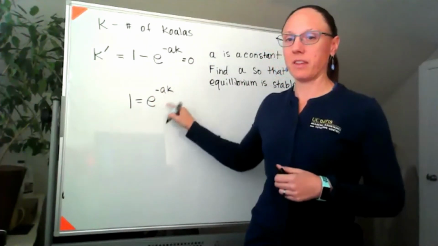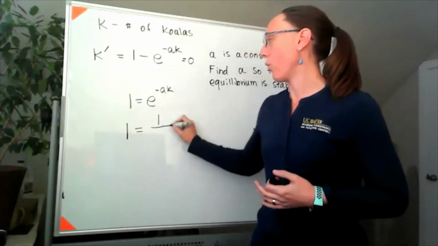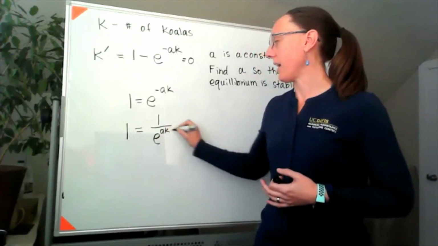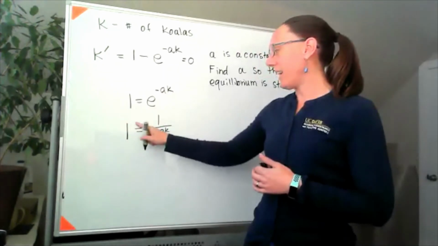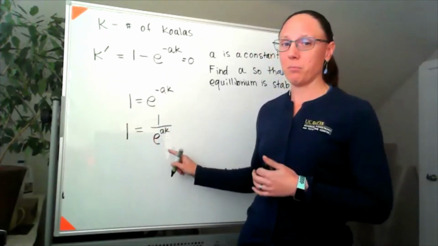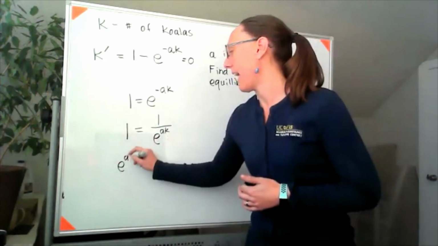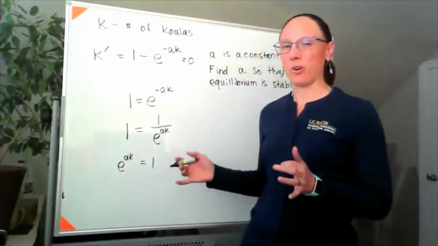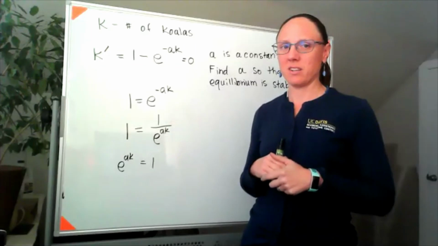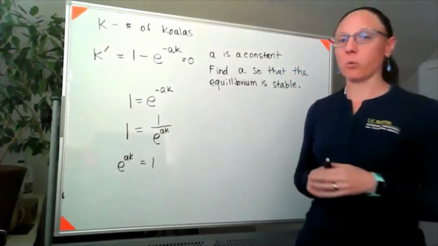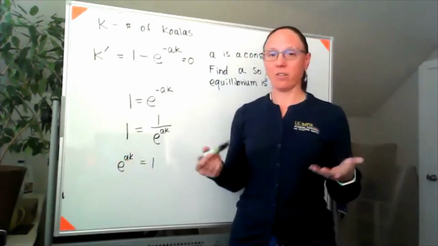It's harder for me to think about it this way, so I'm going to rewrite this to say 1 is equal to 1 over e to the ak, because now I can see that if I were to multiply both sides, I would get e to the ak is equal to 1. I don't know why, it just, for me, I want to know that without the negative exponents. If we're finding the equilibria, we're looking for values of the number of koalas. So I've got to get that k out of the exponent.